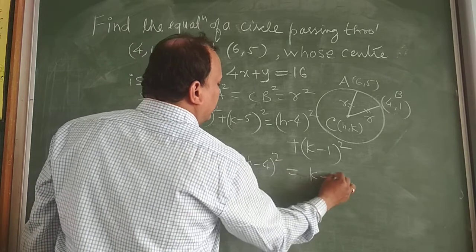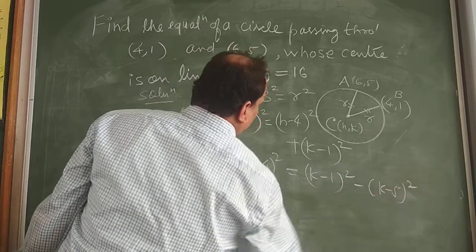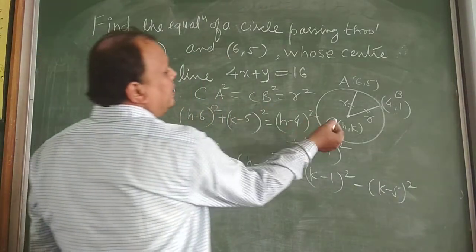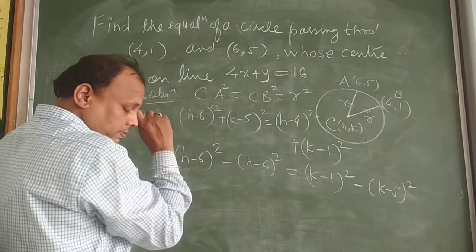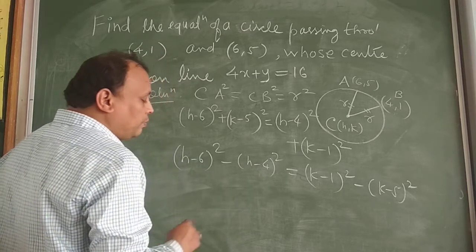It is equal to what? (K minus 1) whole square minus (K minus 5). Want to find out the relationship between H and K? Because we can have another equation through this condition. Relationship between H and K. So A minus B, A plus B will apply.